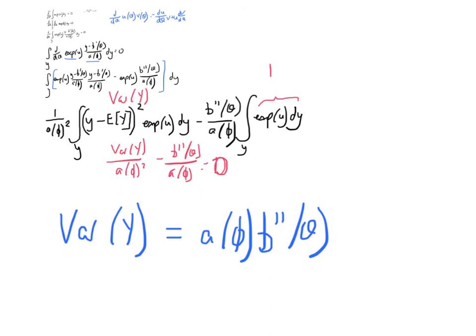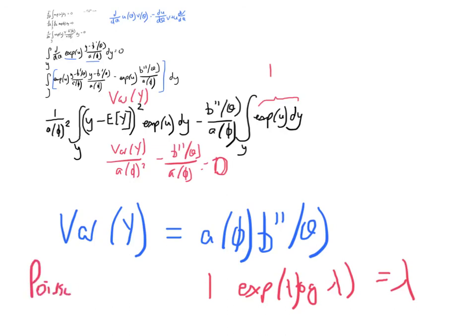If we very quickly check that for the Poisson, we said that a of phi equals 1, and we said that b of theta was exp of theta, so I can differentiate this twice. I still have exp of theta, and we said that theta was equal to log lambda, so for the Poisson I'm trying to find 1 multiplied by exp of log lambda, which is lambda. So for the Poisson we've shown that the variance of y is equal to lambda, which is the result we would expect.